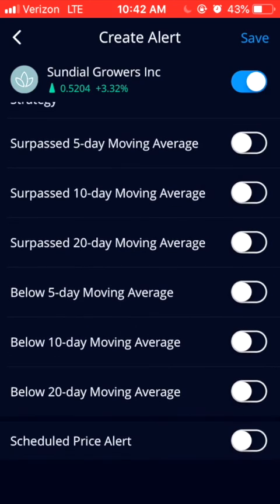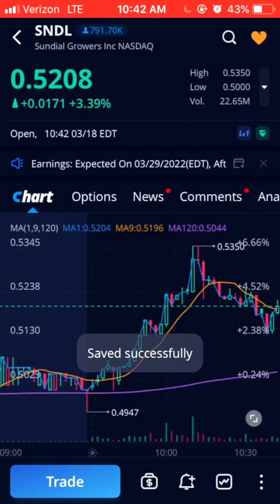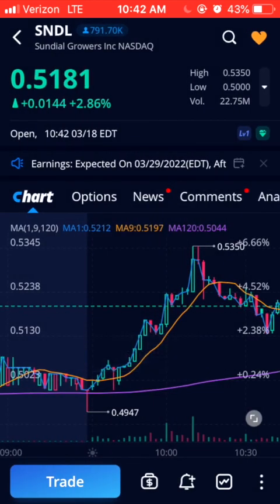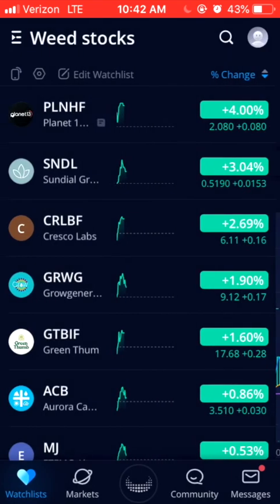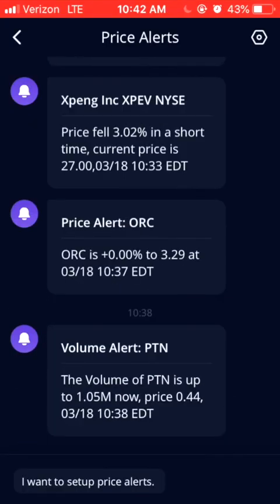We're going to click save in the top right. Now it's set. It'll show you as a notification on your phone, and it'll also show you while you're in the app of Webull, and you can find it if you go over to messages, price alerts, and it shows you the alerts you had recently. Most recent alert was at 10:38 for PTN, and that was a volume alert.